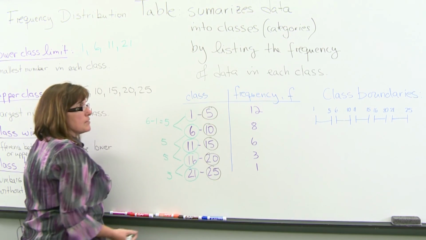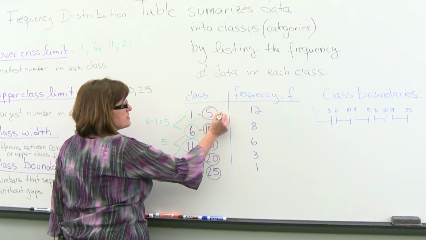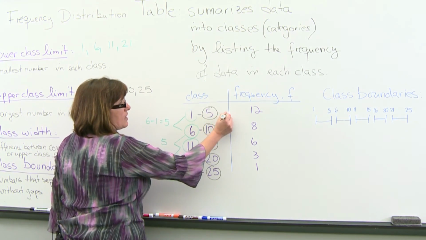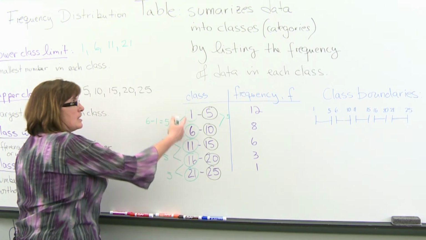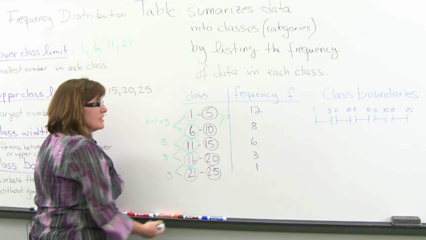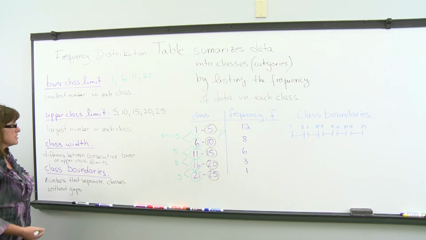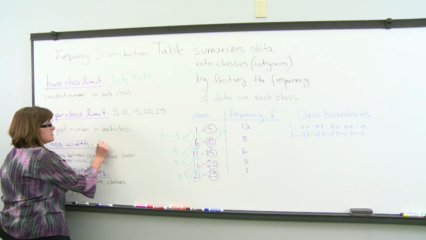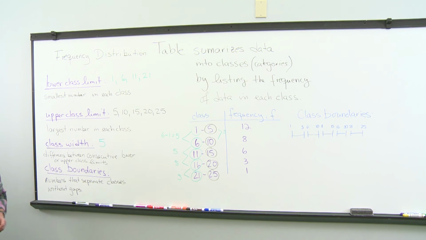So I can do the same thing with the upper class limits. 10 minus 5, the width is 5. So consecutive lower class limits or upper class limits, they have to have the same difference. So in this case, the width would be 5.